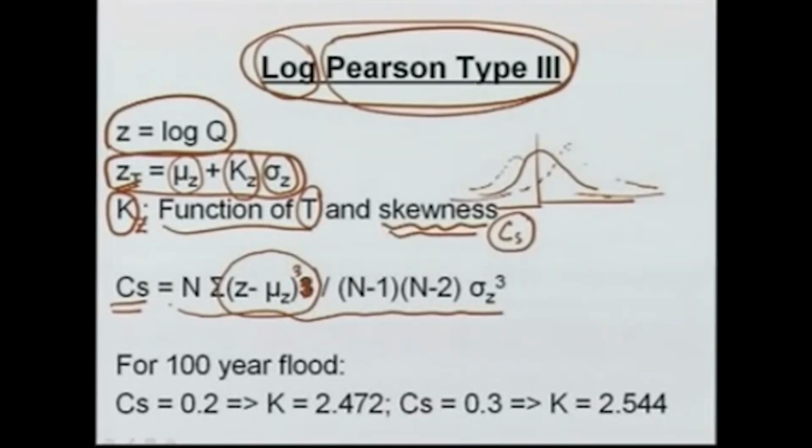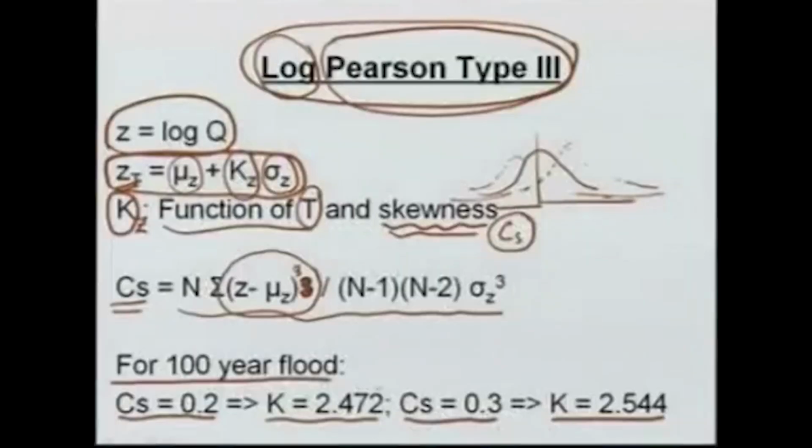So, for example, in this case we can compute C s from the given data. There are tables given for C s. So, for example, for a 100-year flood, if C s is 0.2, K z is 2.472. If C s is 0.3, K is 2.544. We have taken these two values of C s because when we compute C s for this data, we find it to be between these two. So, that is why from the table we can take these two values.